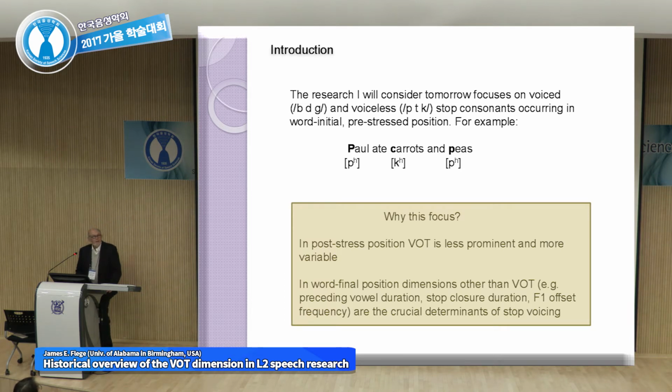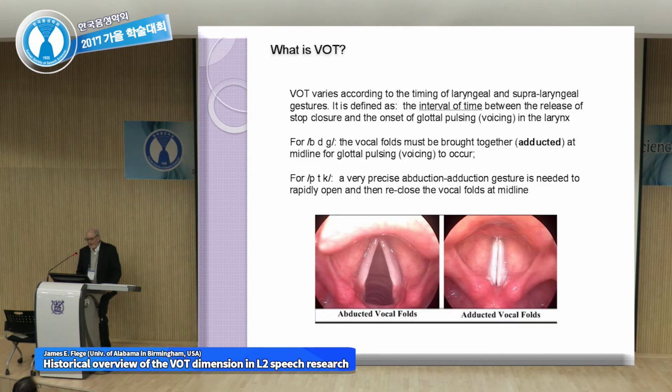The research I'll consider today focuses on voiced and voiceless stop consonants occurring in word-initial prestressed position in mostly English words. For example, the p, k, and p in the sentence Paul ate carrots and peas. VOT varies, as you all know, according to the timing of laryngeal and supralaryngeal gestures. It's defined as an interval of time, that is, the interval between the release of stop closure and the onset of glottal pulsing in the larynx.